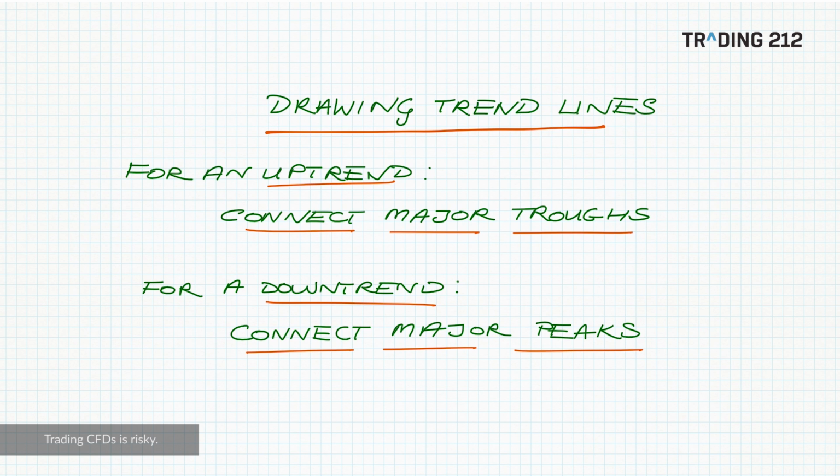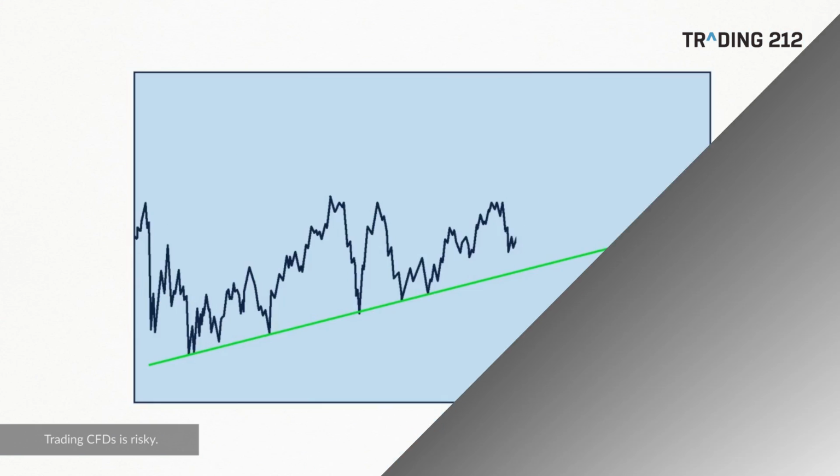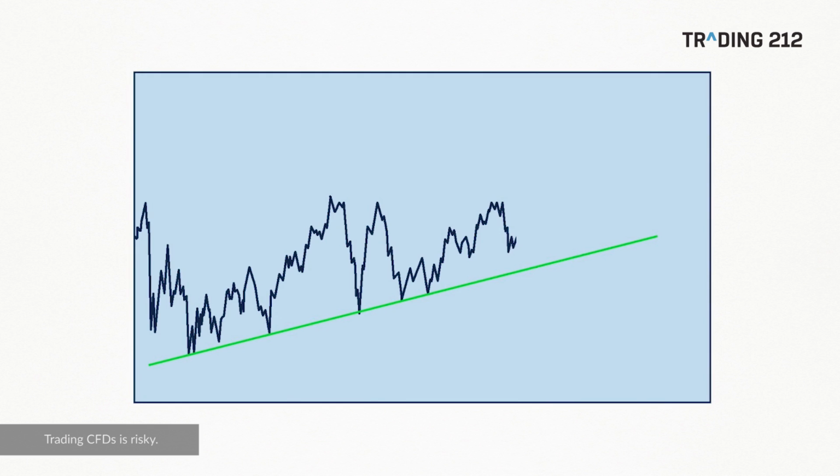We're going to be looking at those highs, connecting the peaks, and we're looking for resistance to be coming in at lower levels successively. Here we have an example of a trend line drawn for an uptrend. We can see that we have a number of troughs and we've drawn a line through those points to give us our trend line. Now, you don't actually need this many.